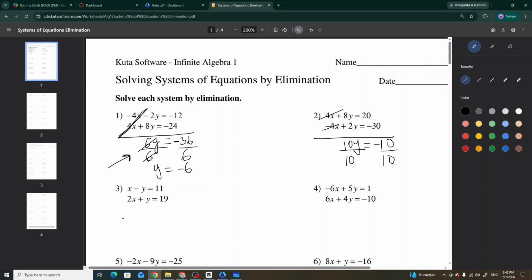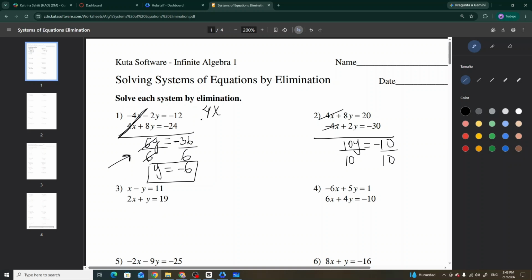Here in exercise number 3, I'm sorry, I'm missing one step. In the first one I already found the y, but I had to find the x. How do I find the x? By substituting the value of y in any of the equations. I'm going to choose the second one because it has fewer negatives.